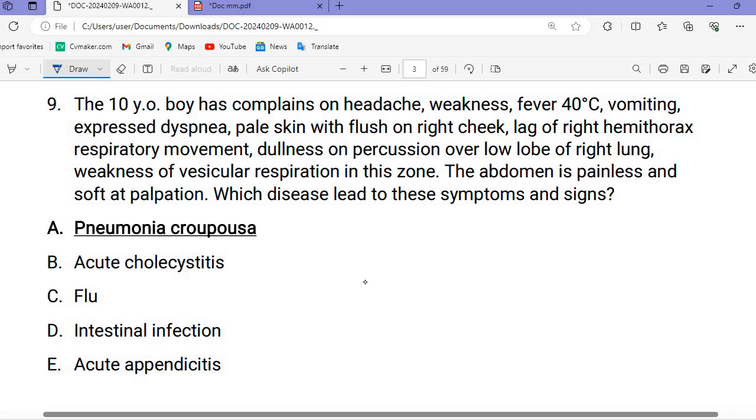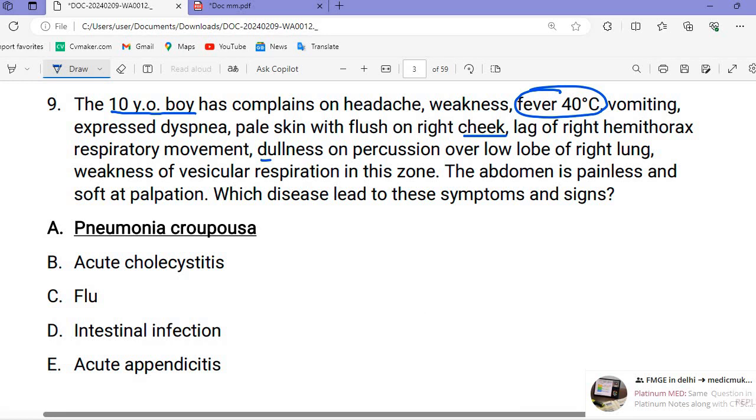Weakness, fever of 40 degrees Celsius, there is vomiting. So we can get that there is a fever, vomiting, expressed dyspnea, and it is a 10-year-old boy. Sometimes the age can give us the best answer. Pale skin with a flush on the right cheek, lag of the right hemithorax in respiratory movement, dullness on percussion over the lower lobe of the right lung, weakness of vesicular respiration in this zone, the abdomen is painless and soft at palpation. So, which disease led to these symptoms and signs?